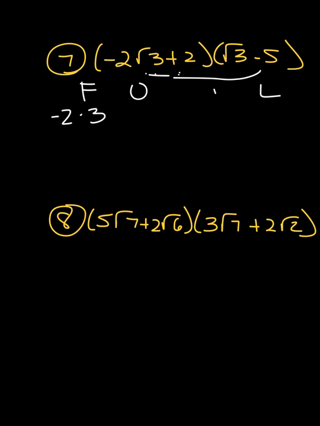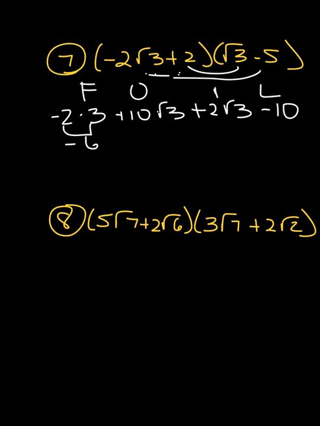So negative 2 times negative 5 gives me a positive 10 root 3. My inside, I get 2 times the square root of 3, which gives me a positive 2 root 3. And my last terms, I get 2 times negative 5, which gives me negative 10. Now I can combine what I have. Negative 2 times 3 gives me negative 6. So I have negative 6 and negative 10, which gives me negative 16. And then I have 10 root 3 plus 2 root 3 gives me 12 root 3, which is my final answer.